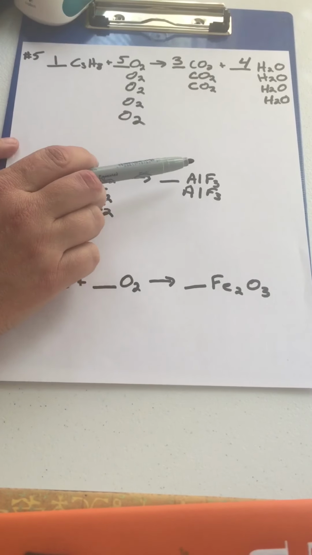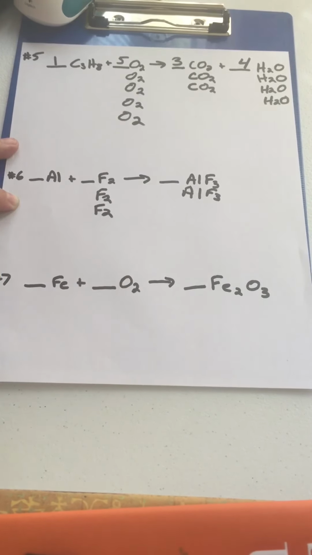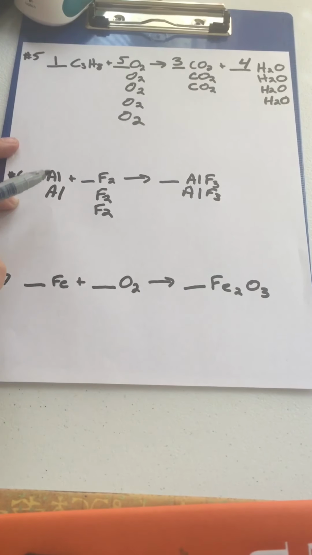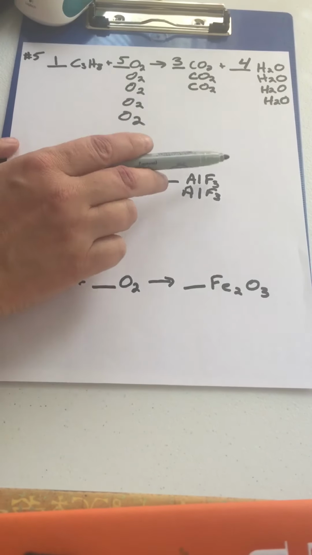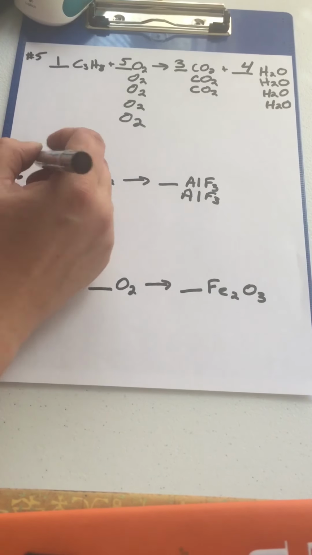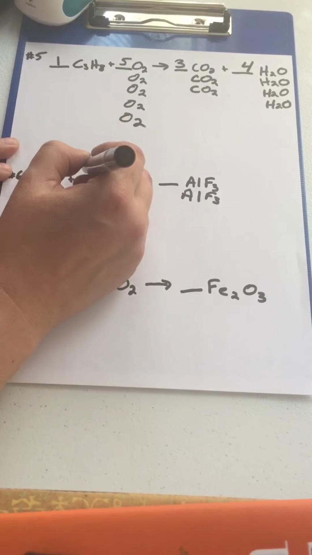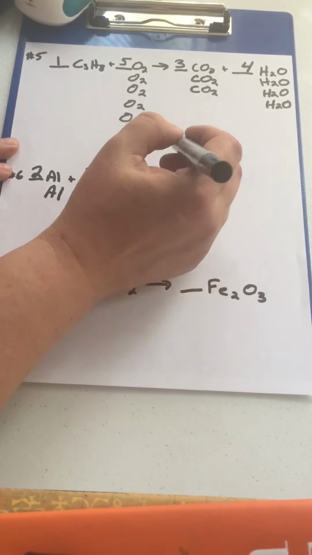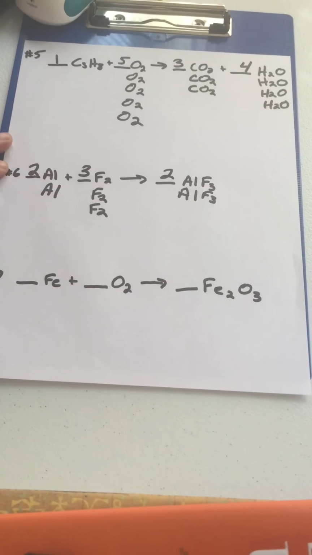And then when I did that, I had to add 2 Als. So I'm going to add another Al here. So we go back and check. I've got 1, 2 Als, 1, 2 Als. I've got 1, 2, 3, 4, 5, 6 Fs, 1, 2, 3, 4, 5, 6 Fs. I am balanced. I'm going to write my coefficients in. 2 for aluminum, 3 for F2s, and I've got 2 of my AlF3s.